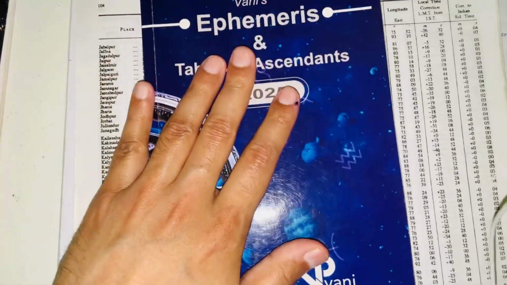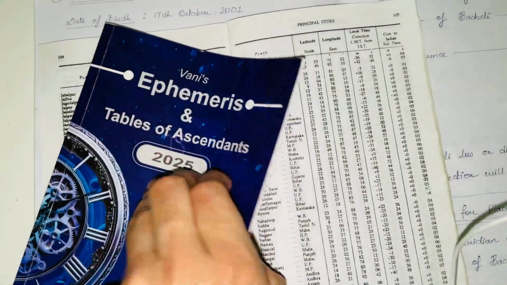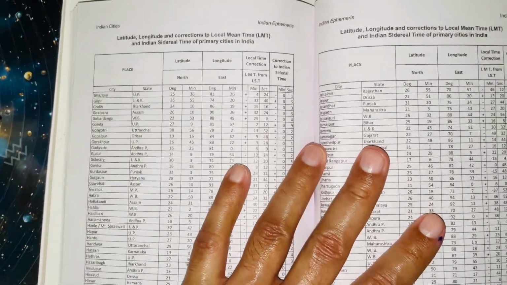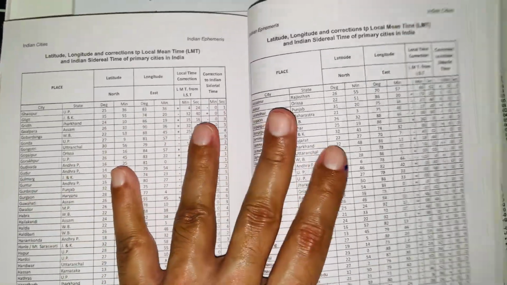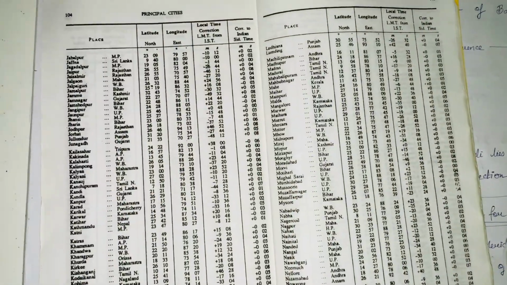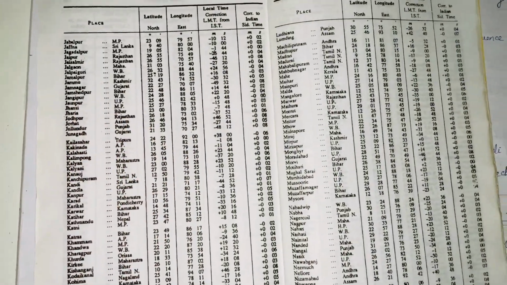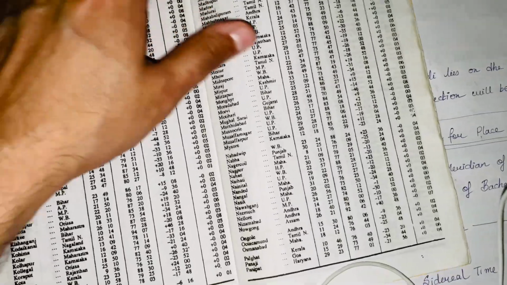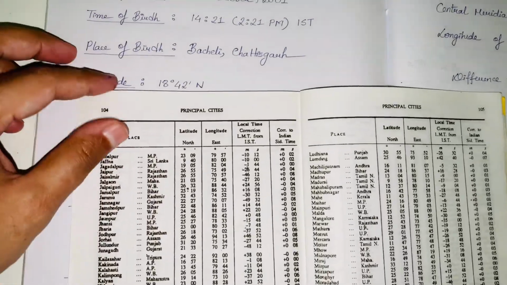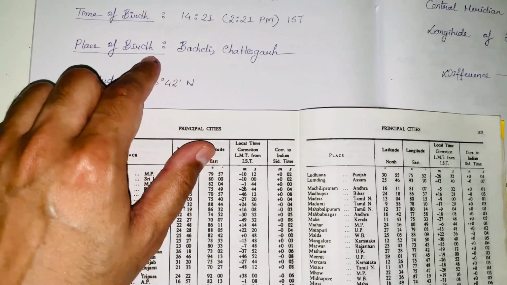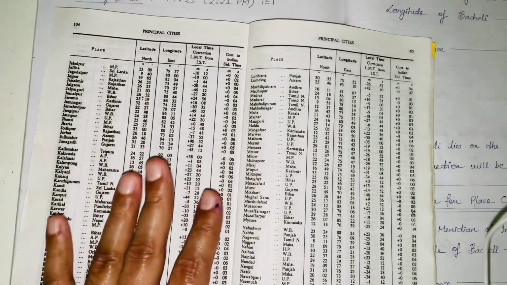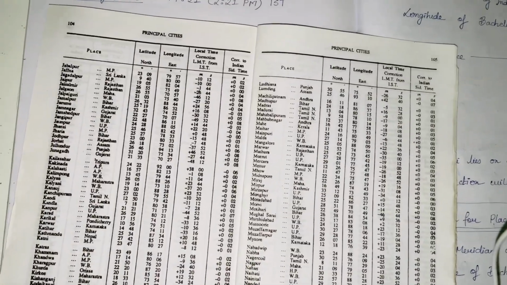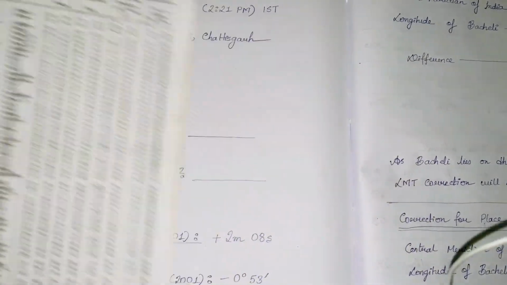This is the 2025 ephemeris that I have. Okay, so this is what I was talking about. In the ephemeris also, you will be able to find the data for all the particular cities, as well as the TOA. However, in the situation that we have taken up today, this particular birth detail, the place of birth, is neither in the TOA nor in the ephemeris. So how will you proceed?